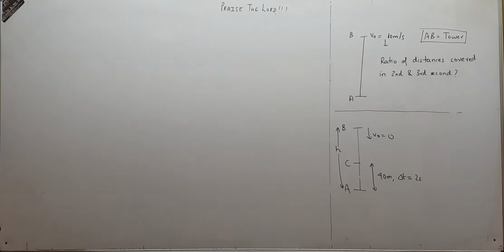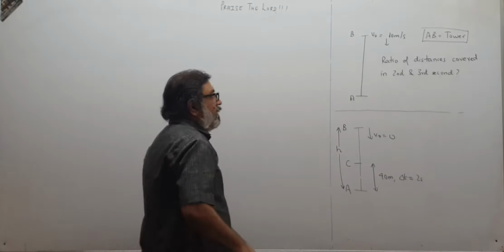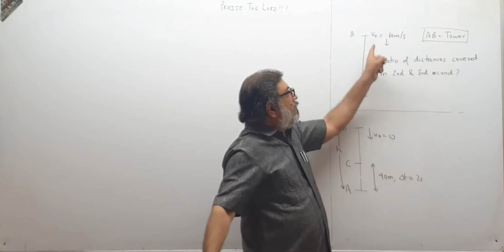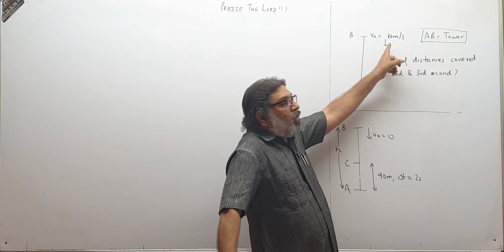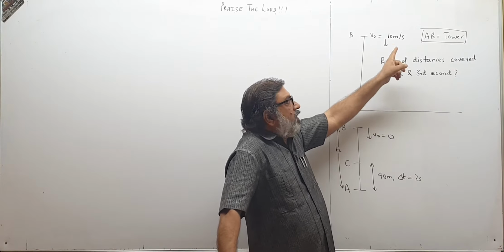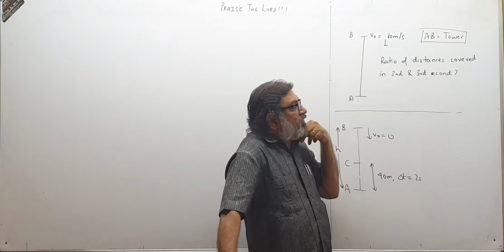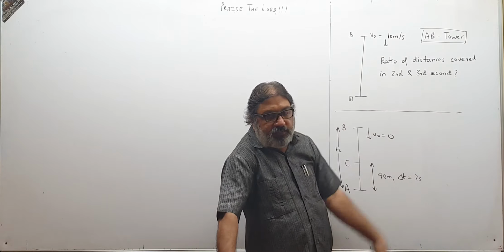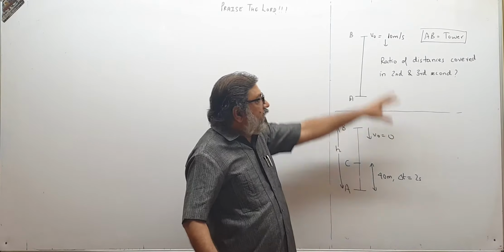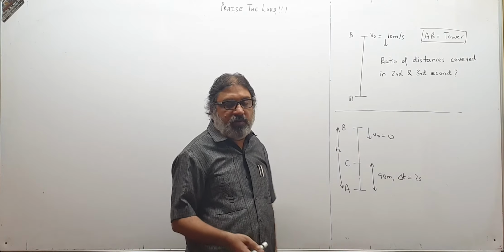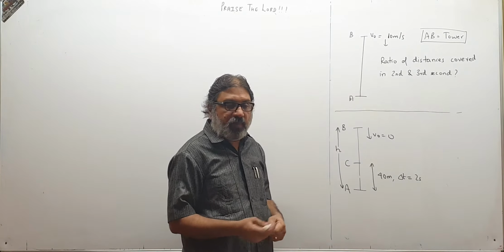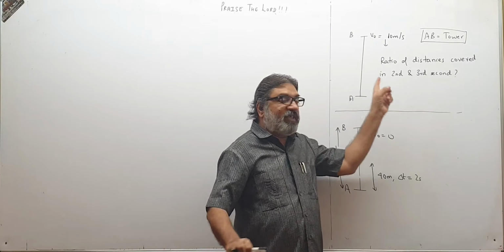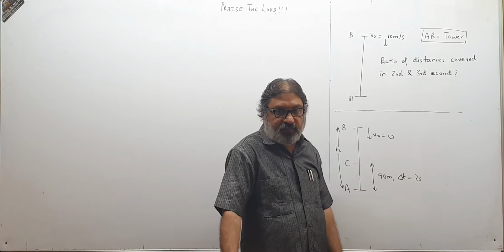See, children, two more questions. AB is a tower. From the top of the tower, a body is thrown down with a speed of 10 meter per second. The initial velocity is given as 10 meter per second. Find the ratio of distance covered in the second and third second. Now everything is coming downwards, so we take downward direction as positive. Ratio of distance in second and third second.